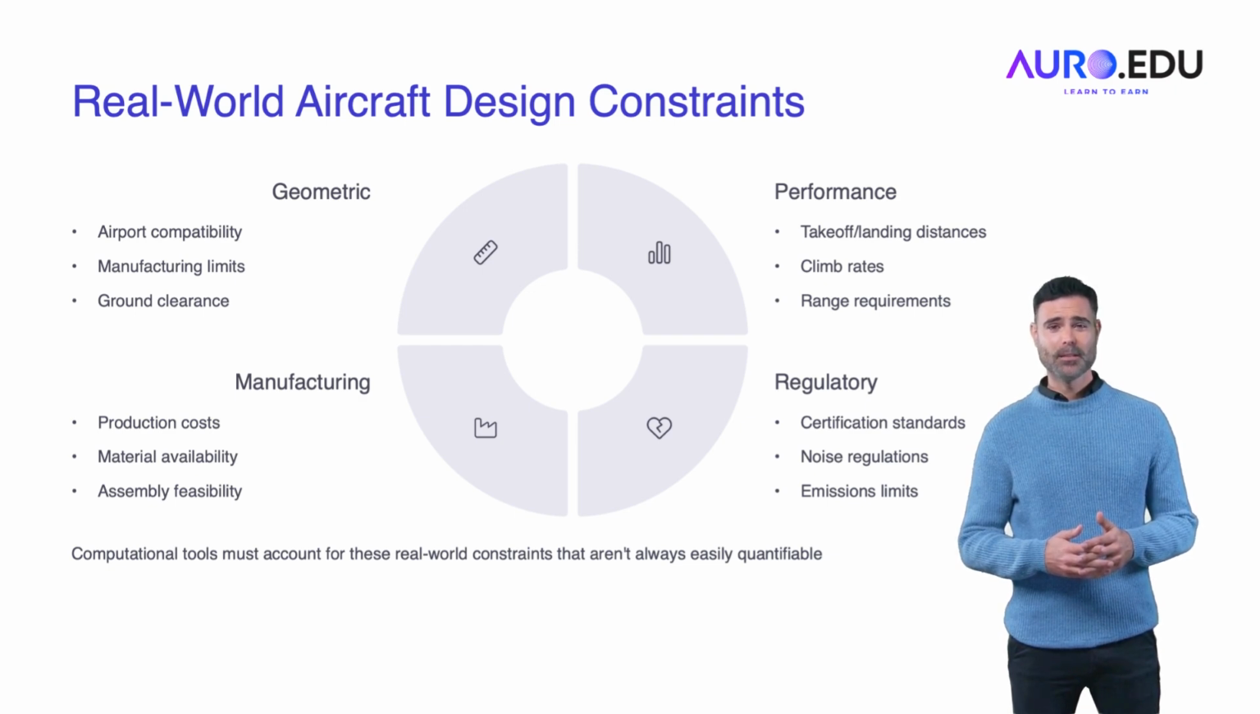of the aircraft. Manufacturing constraints include production costs, material availability, and assembly feasibility, which limit the cost-effectiveness and practicality of the design. By using simulation-driven design, engineers can test different configurations and find solutions that meet all these constraints while achieving optimal performance.